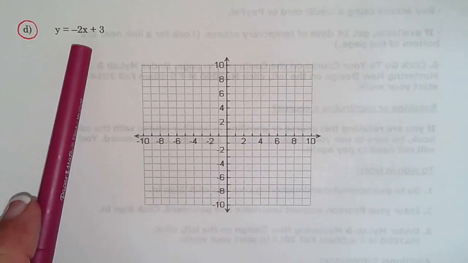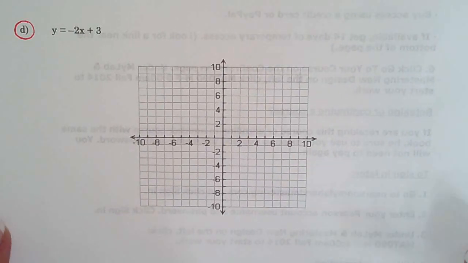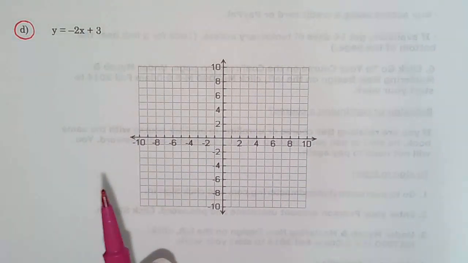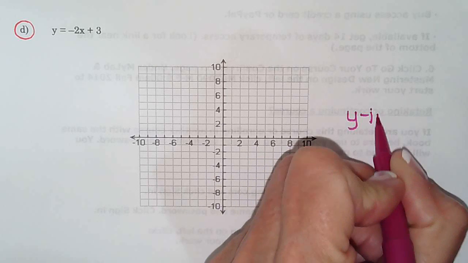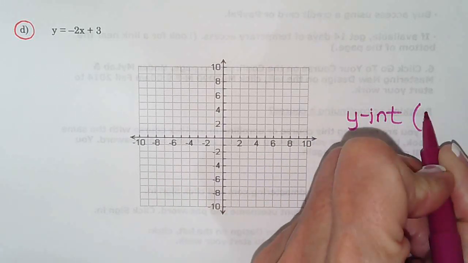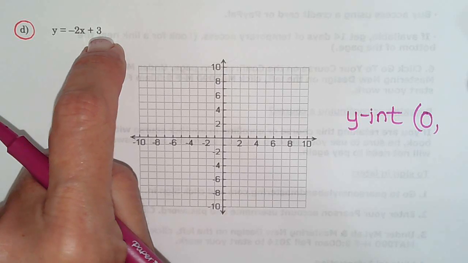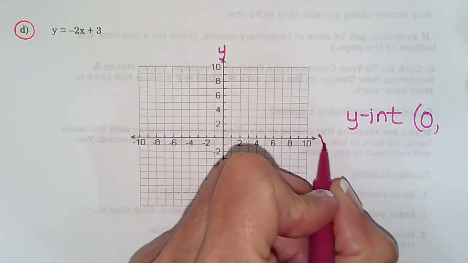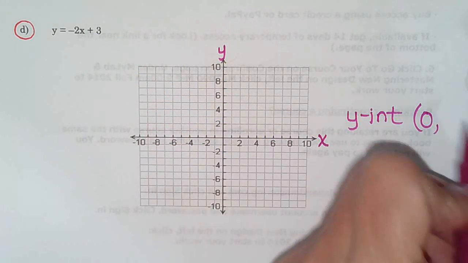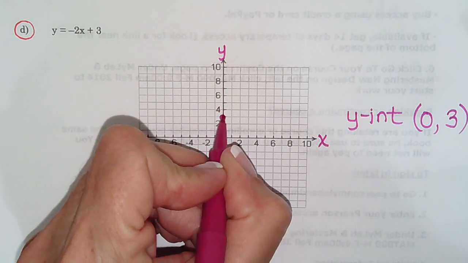So the next one I picked was this one. It's different because now the slope is negative. So I do the same thing. I write my y-intercept, which always has x is 0, and then I look here, and that's where it's going to cross the y-axis. That's why it's called the y-intercept. So 0, 3. So I can go over there and plot that point.